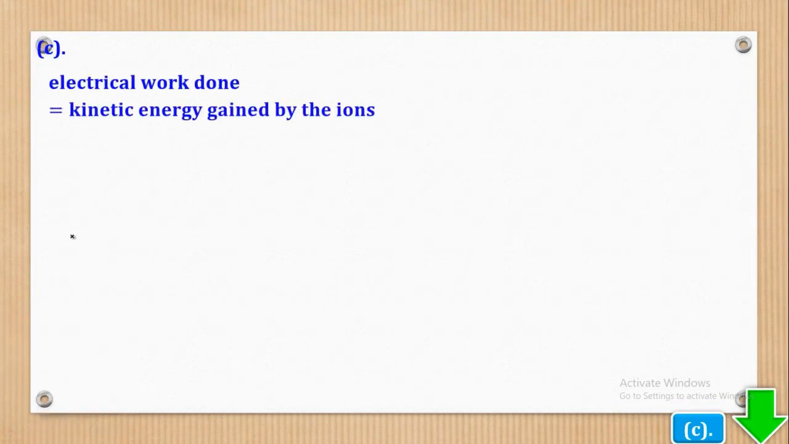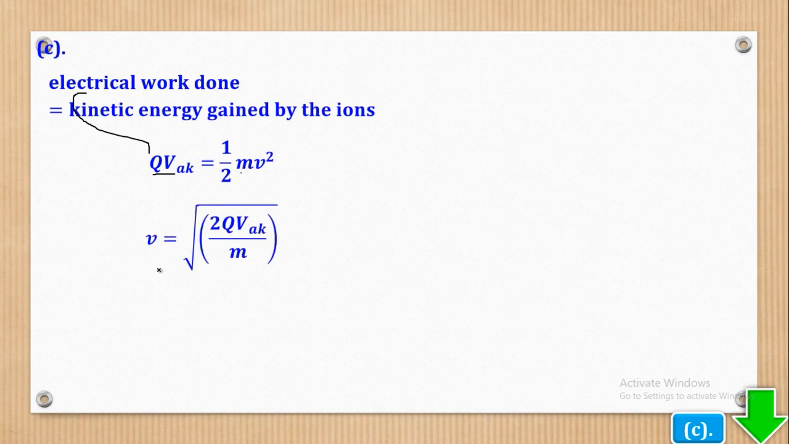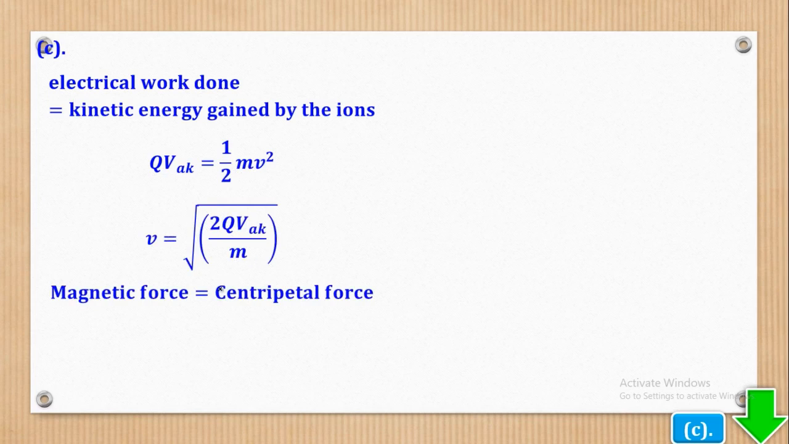So first we know that electric work done is equal to kinetic energy gained by the ions. Therefore, electric work done is charge multiplied by accelerating voltage, and kinetic energy is half mv squared. Therefore, make V the subject, I'll come up with that expression. Then also I know that magnetic force provides the necessary centripetal force, so BQv is equal to mv squared over r.